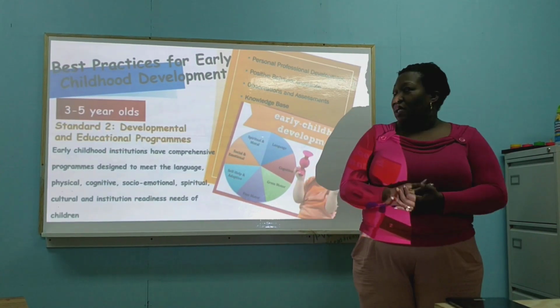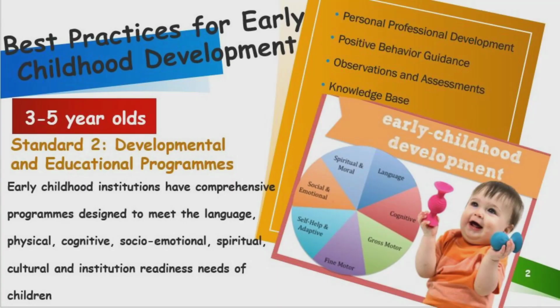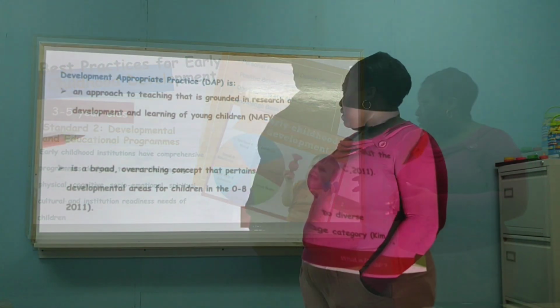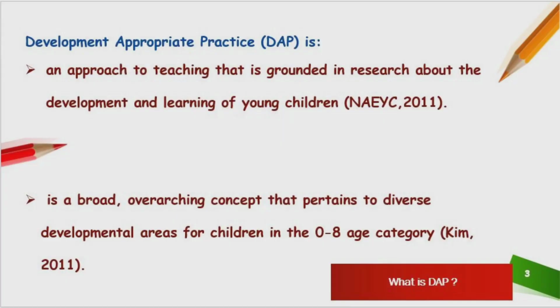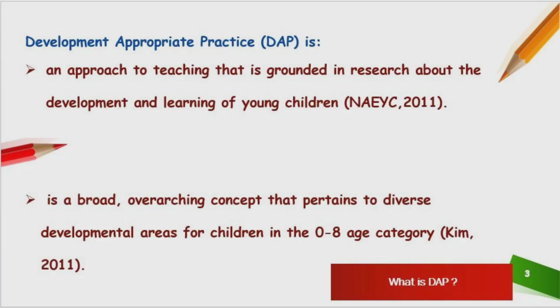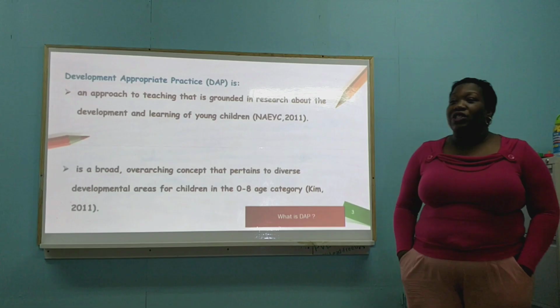The rationale behind the standard is early childhood institutions have comprehensive programs designed to meet the language, physical, cognitive, socio-emotional, spiritual, cultural, and institutional readiness of the children we serve. What exactly is that? It is an approach to teaching that is grounded in research and development and the learning of young children, as well as a broad, overarching concept that pertains to the diverse development of children in the 0 to 8 category.